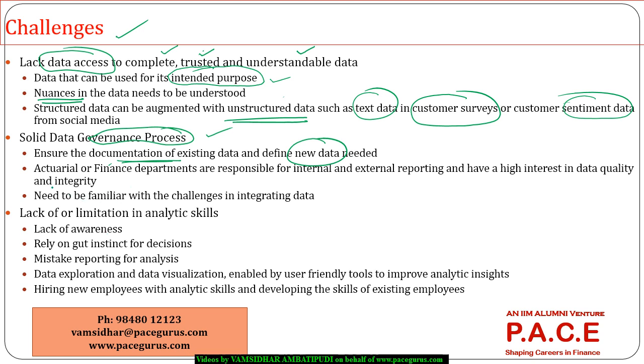And if you see the actuarial department or a finance department, they will have different kinds of data. They will understand the data governance process more effectively, because they are the ones who are more and more responsible for reporting, whether it is internal reporting or external reporting. So for them, data quality becomes more and more important, and even data integrity, how well the data is integrated from various sources. So the setting of solid data governance processes can be very well handled by these departments.